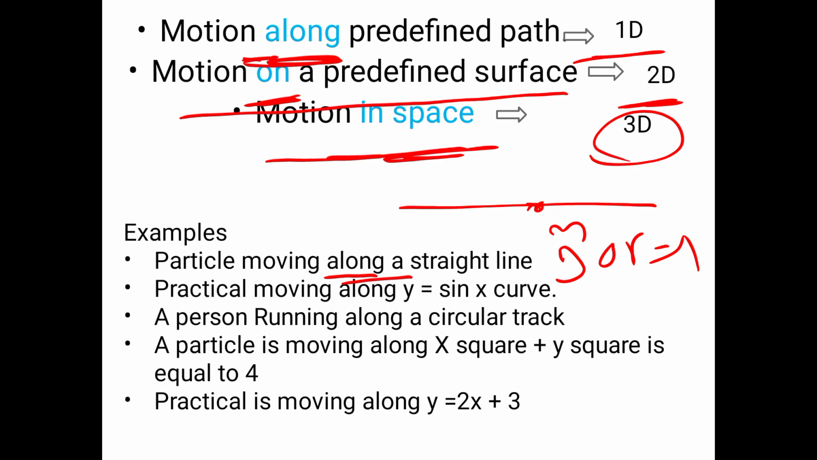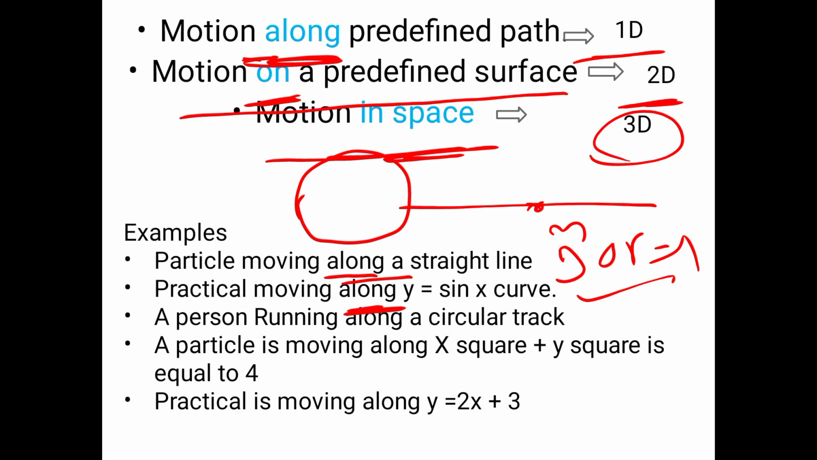Let's see the second example. The particle moving along y equals sin x curve, it is also 1 dimension. Its degree of freedom is also 1, because it is moving along. The term here is along. A person running along a circular track. Since it is moving along, the degree of freedom is 1.